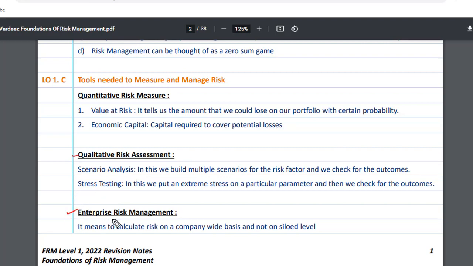And finally, there's enterprise risk management, and there's a chapter dedicated to this. We're going to be talking about that later, but for now, understand it means to calculate risk on a company-wide basis and not on a siloed level. Basically ERM, or enterprise risk management, tells us that you calculate the risk on an aggregate basis. You look at the amount that we are facing at a firm level.